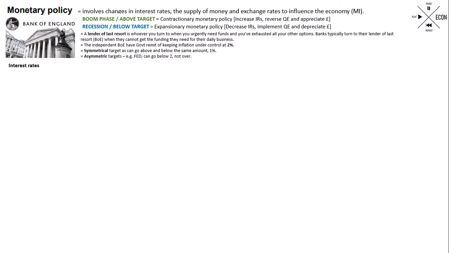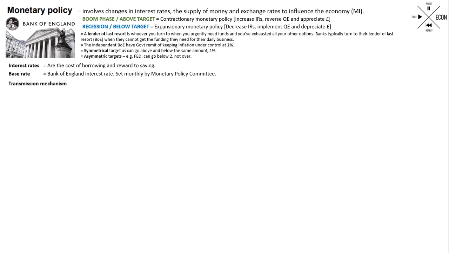Interest rates, define please. Hopefully you've got the interest rate: the cost of borrowing and the reward to saving. That is a key tool of the Bank of England, who set what's called a base rate. A base rate is the Bank of England interest rate, and that is set every month by the members of the Monetary Policy Committee. Transmission mechanism.